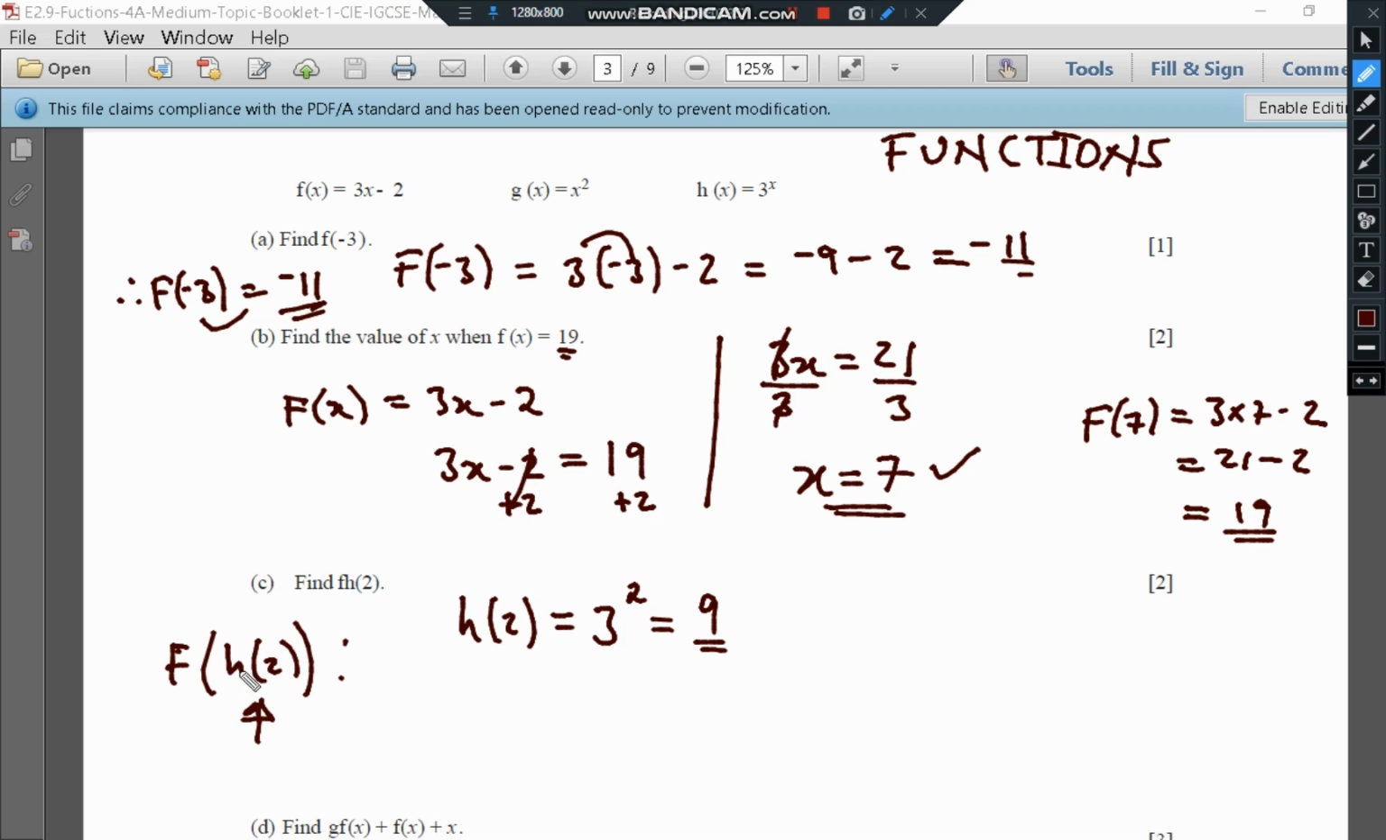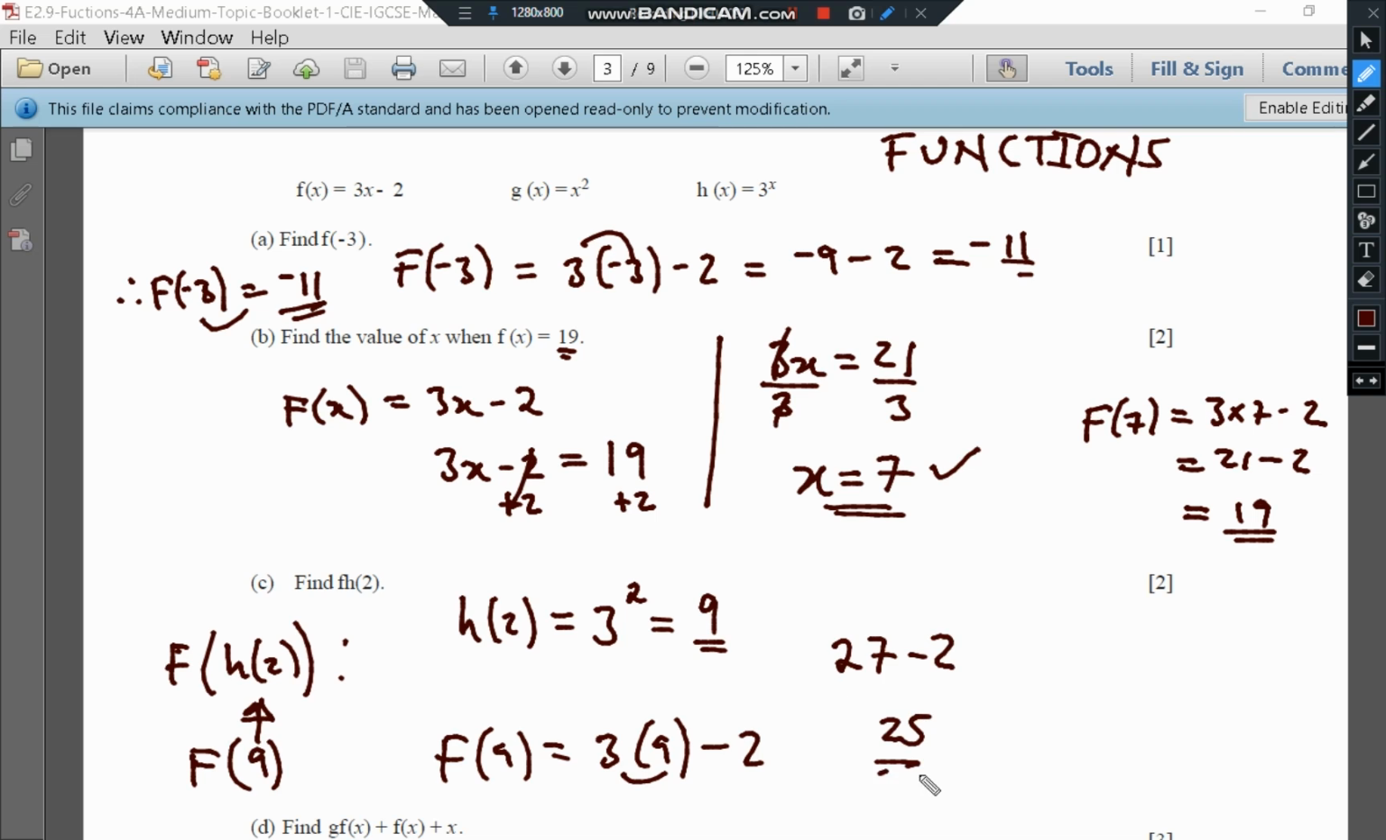So now, this question is no longer h of 2, but we're now going to say this is the same as f of 9. And then in the function f of x, wherever there's x, we put the value 9, which means f of 9 is equal to 3 times 9 minus 2. If we do our mathematics nicely here, 3 times 9 gives us 27. 27 take away 2 gives us what? 25. So it implies that f of h of 2 is equal to 25.